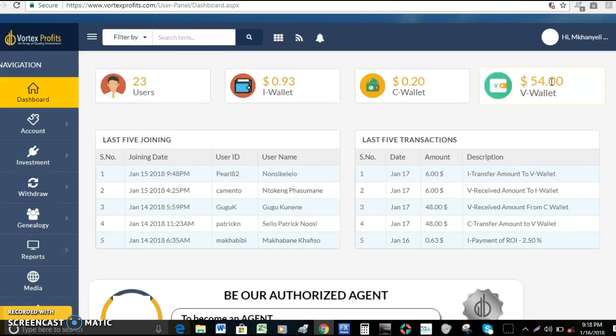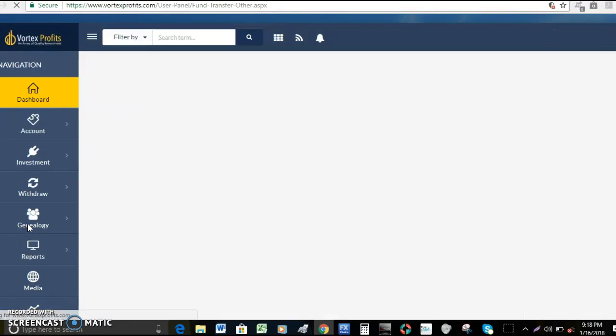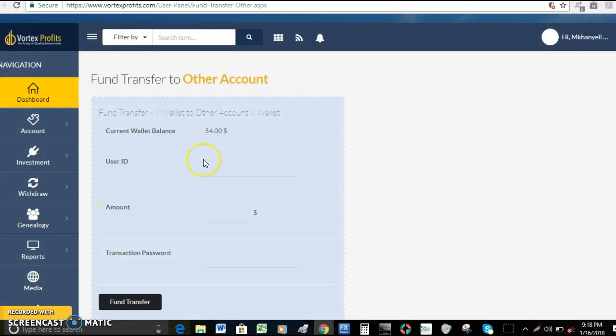If someone wants to join, they can give me the 500 Rand and then I give them the money on the V wallet. So in this case, this one gave me $25, and then I'm gonna transfer the money to her. So I come here, click investment, and then click transfer. Now we're transferring from V wallet to V wallet. Okay, I've got $54 there. I put the ID of the person that I'm sending money to. Okay, and then I put the amount, $25.